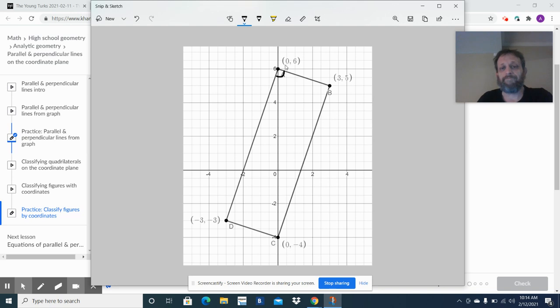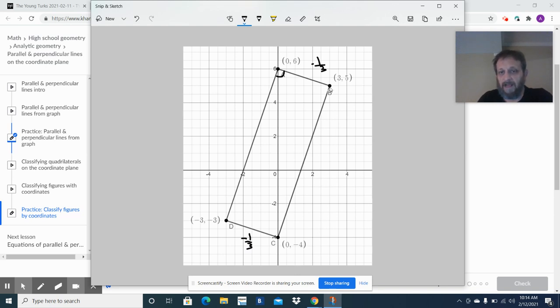So again, the slope of this line right here: I went from 6 to 5. So I went down 1 and I went over 3. So the slope of that line is negative 1/3. This one also went down 1 over 3. The slope of this line is also negative 1/3. So those are definitely parallel.